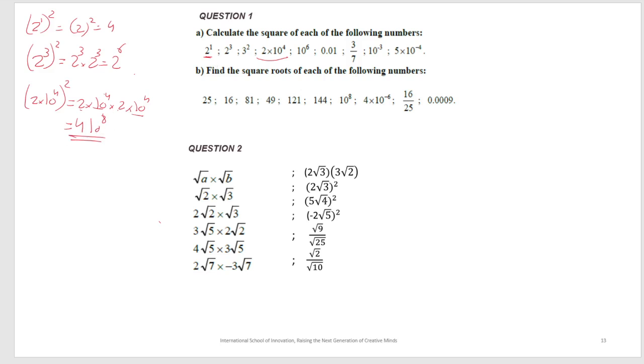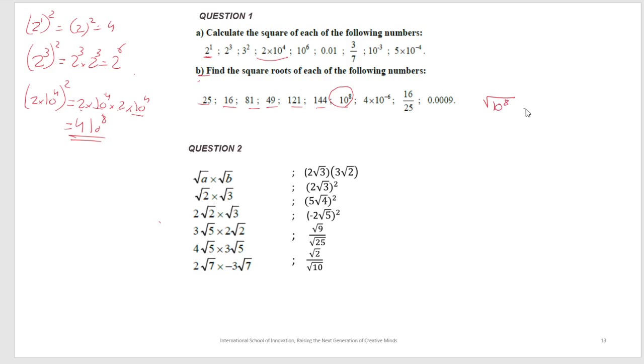Right. Now, in part B, find the square roots of each of the following numbers. Radical 25, radical 16, these are very easy. Radical 10 power 8, I'll just focus on this one. So in part B here, radical 10 power 8.